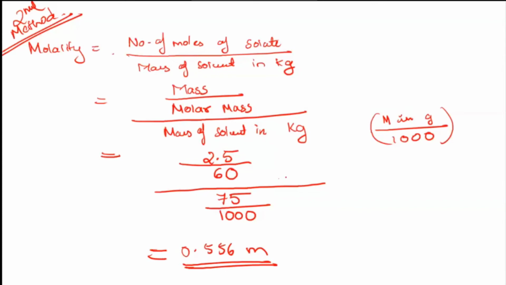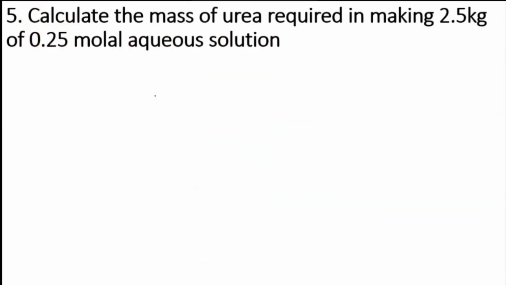Let's go for the next one. Okay, next, fifth one. The question is, calculate the mass of urea. Formula is given to you actually. So that is NH2CONH2. So urea formula is this, NH2CONH2, required in making 2.5 kg of 0.25 molar aqueous solution. So you have to prepare a molar solution. So they are asking how much is the mass of urea if you have to prepare so much molar solution. Where the solvent given to you is 2.5 kg. So much of solvent you have to take to prepare this much amount of molar solution.